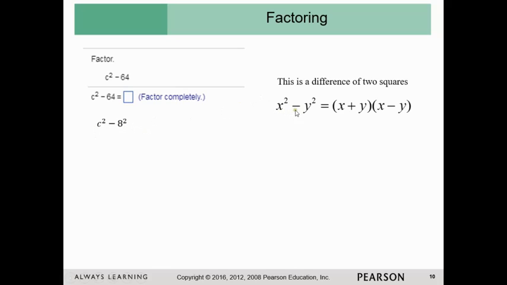So we're going to apply this formula here where we have x squared minus y squared. It factors into the square root of the first plus the square root of the second times the square root of the first minus the square root of the second. So we rewrite this as c minus 8, c plus 8, and we've just factored that.